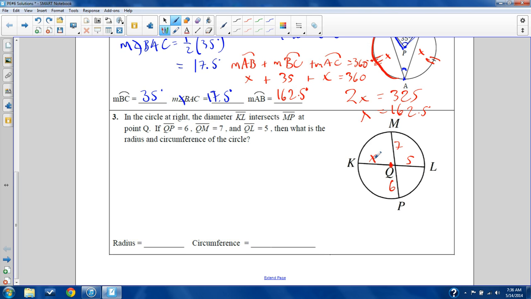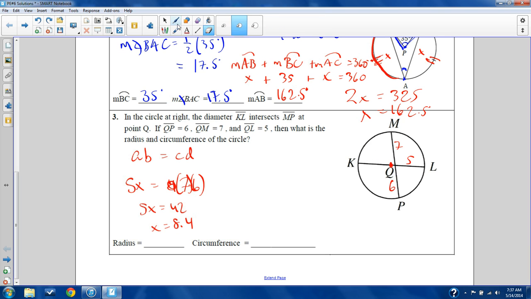Go ahead and refer to your circle stuff sheet and know this relationship. A times B equals C times D, where A and B are segments of one chord, and C and D are segments of the other chord. So 5 times x equals 7 times 6. So 5x equals 42. Divide, you get x equals 8.4. So this segment here, instead of being x, is 8.4.